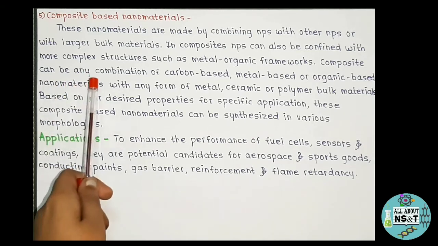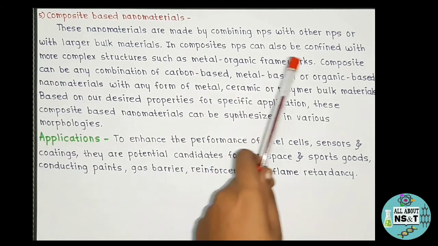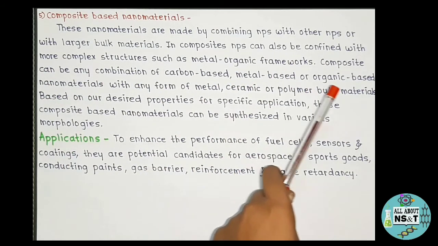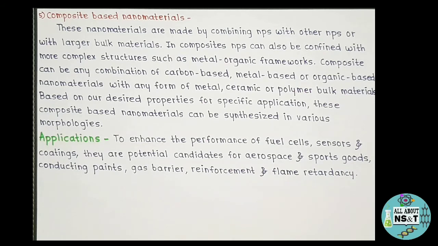Any composite can be any combination of carbon-based, metal-based or organic-based nanomaterials with any form of metal, ceramic or polymer bulk materials. Based on our desired properties for specific application, these composite-based nanomaterials can be synthesized in various morphologies. The applications of these composite-based nanomaterials are to enhance the performance of fuel cells, sensors and coatings. They are also potential candidates for aerospace and sport goods. They can also be used in conducting paints, gas barrier, reinforcement, and flame retardancy.